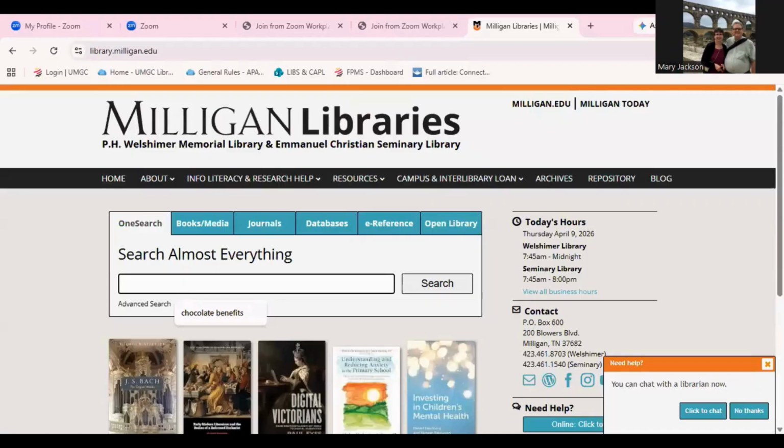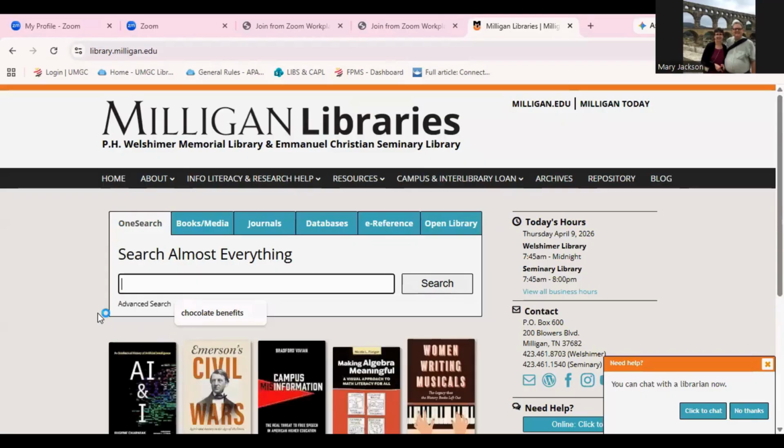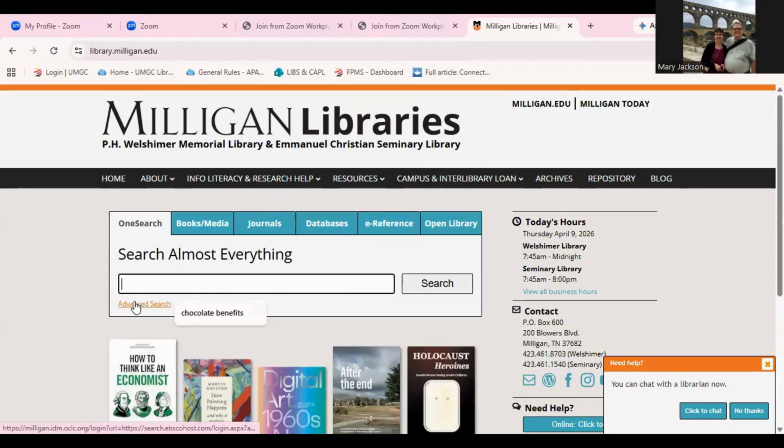I'm going to do a quick search to remind you of a few things that are helpful when doing search strategies in OneSearch. First of all, don't use the search box. Go to the advanced search. That will give you all the functionality.